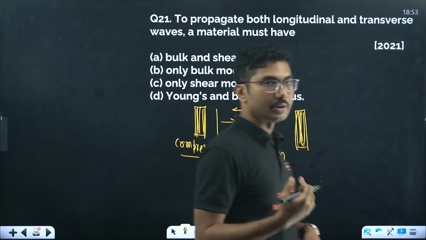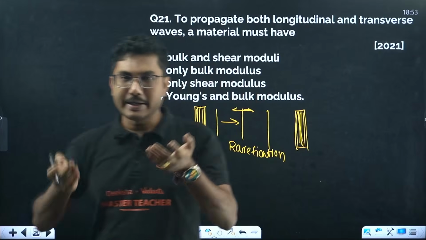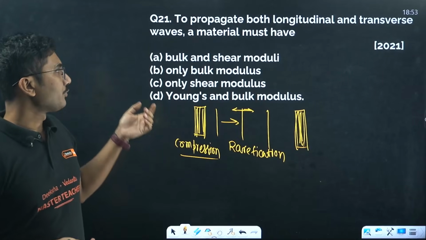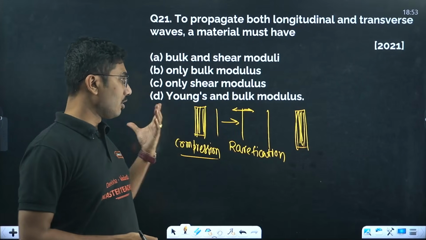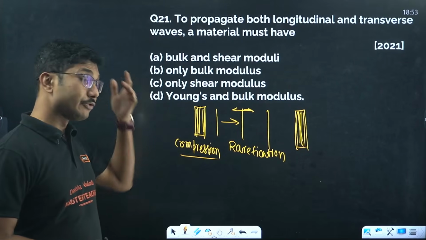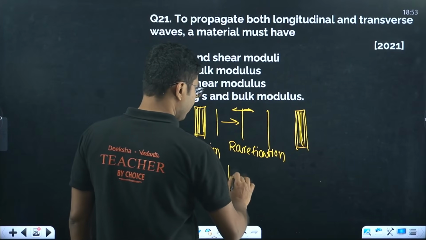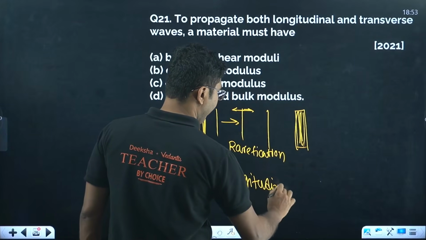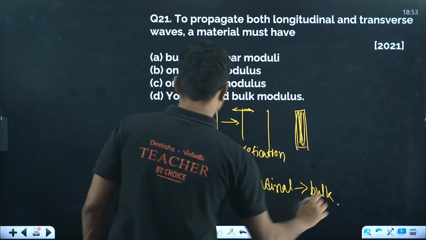That means it must have a bulk modulus, the hydraulic modulus. Compression of volume is called hydraulic compression. The pressure is changing, so it must be bulk modulus. So always remember, for a longitudinal wave, bulk modulus is essential.